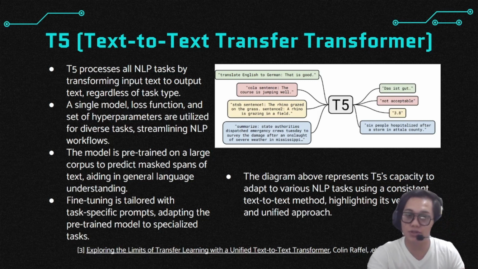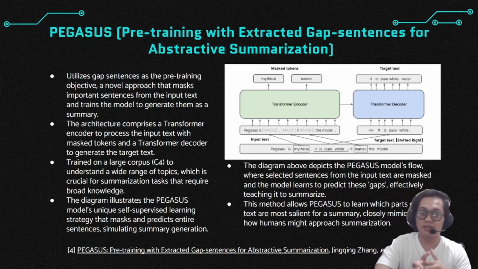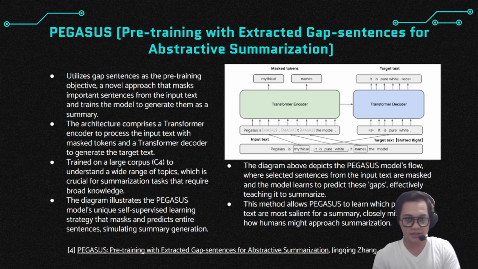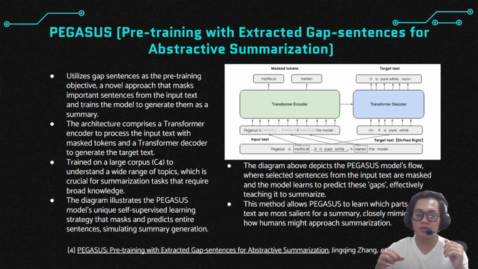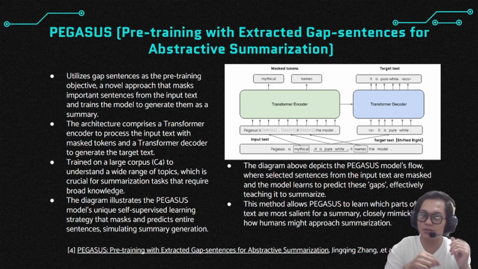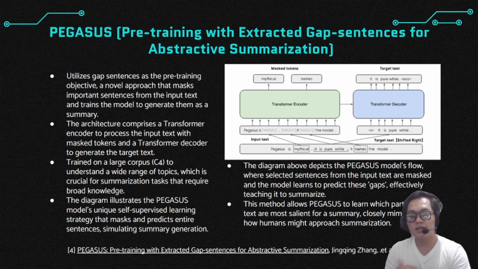And the next one is Pegasus, or Pre-training with Extracted Gap-sentences for Abstractive Summarization, where Pegasus utilizes gap sentences as the pre-training objective, a novel approach that masks important sentences from the input text and trains the model to generate them as a summary. The architecture comprises a transformer encoder to process the input text with mask tokens and a transformer decoder to generate the target text. Pegasus is also trained on a large corpus, C4, to understand a wide range of topics, which is crucial for summarization tasks that require broad knowledge.